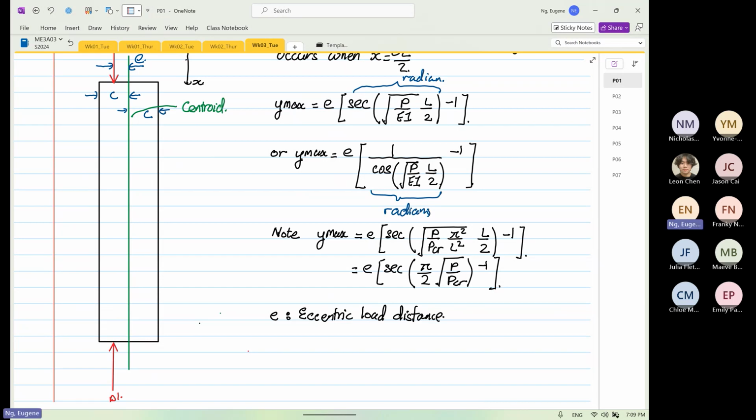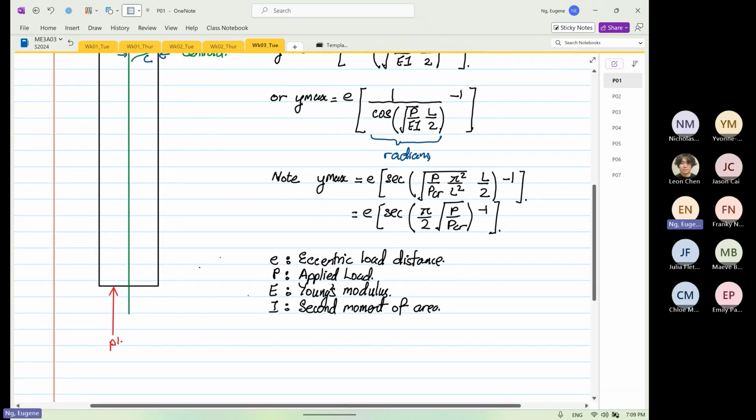And then P is our applied load, right? So we know what E is, our Young's modulus. And we also know what I is. I is our second moment of area. And what else? Yep, that's it.